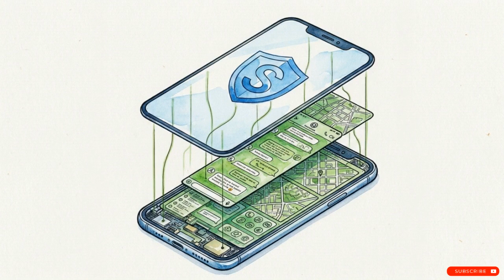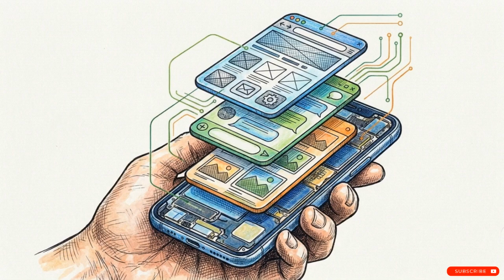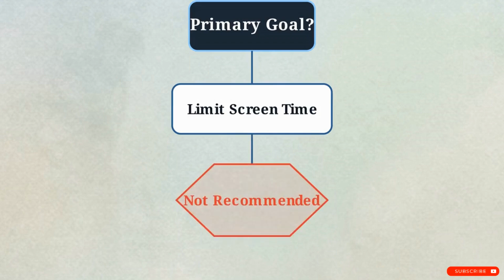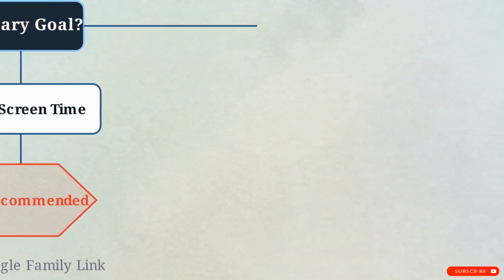KidsGuard Pro is an incredibly powerful Android surveillance tool wrapped in deceptive marketing. It is definitively not a seamless, all-in-one parental control solution. To decide if you should actually buy it, look at this decision flowchart. Ask yourself, what is your primary goal? If you are a time-poor parent who just wants to block specific websites and limit screen time, avoid this completely. Stick to standard built-in tools like Google Family Link.